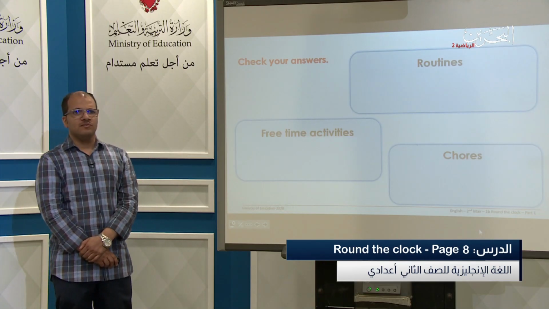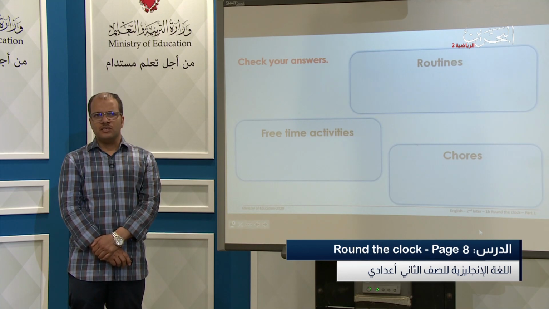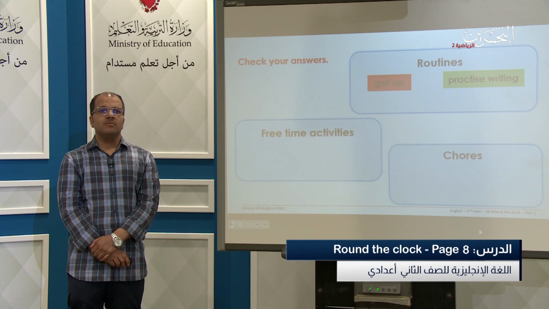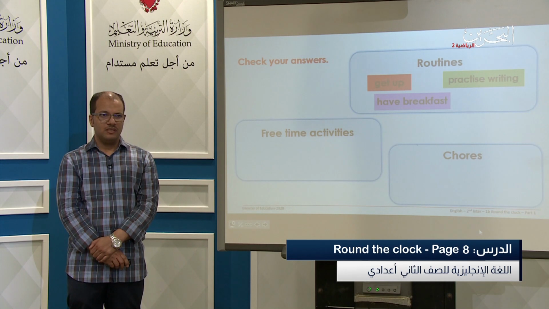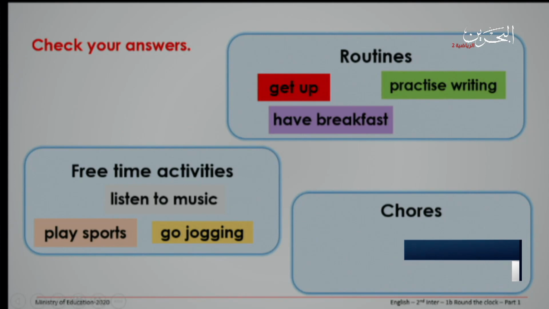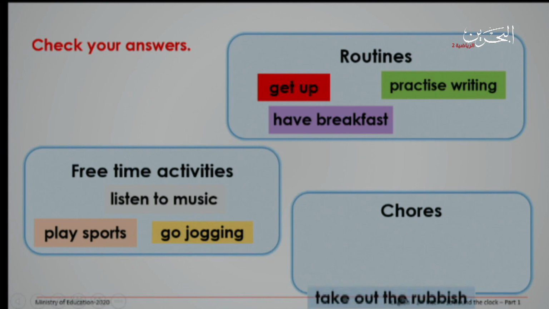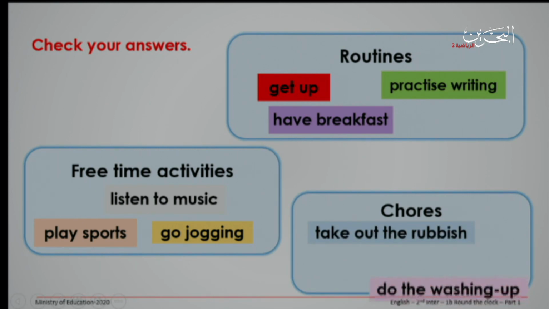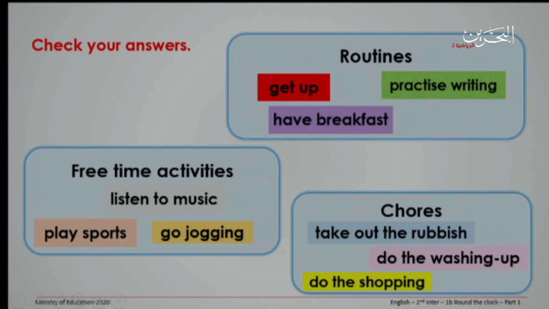Now check your answers. Under the category routines, we have get up, practice writing, and have breakfast. Under the category free time activities, we have listen to music, play sports, and go jogging. And finally, under the category chores, we have take out the rubbish, do the washing up, and do the shopping. Well done.